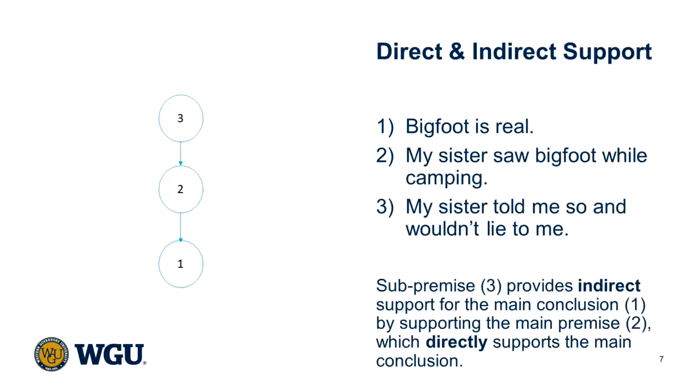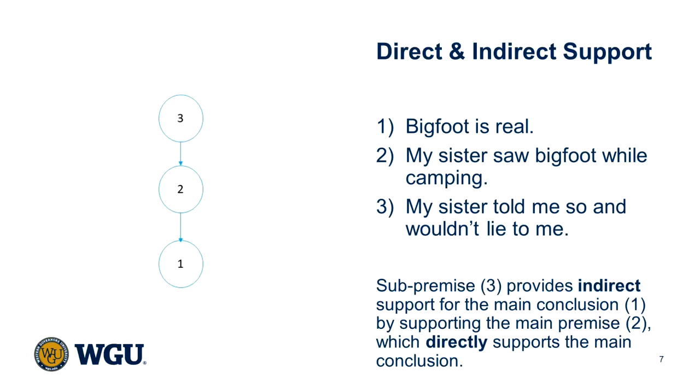Recall that in the first slide, we talked about main conclusions, sub-conclusions, main premises, and sub-premises. Here's where that vocabulary comes in handy. Here we have an example of what is called indirect support. Notice how in the diagram, sentence 3 supports sentence 1, but not by pointing directly at it, but by pointing at sentence 2, which then points at sentence 1. It's cases like this where we have a chain of support that we call indirect support.